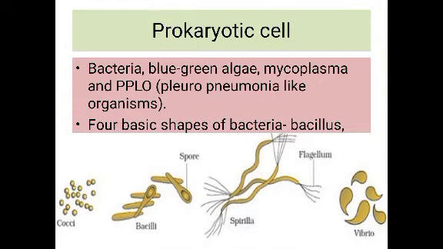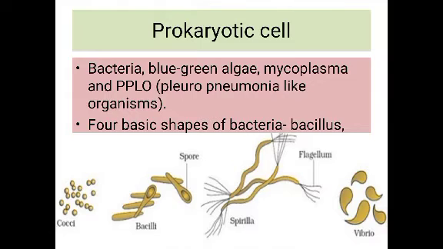Students, today we can see about the prokaryotic cells. The prokaryotic cells are represented by bacteria, blue-green algae or cyanobacteria, mycoplasma and PPLO. PPLO means pleuropneumonia-like organisms. These are organisms which can cause mild pneumonia, but it will not cause severe pneumonia, like that caused by the bacteria Streptococcus pneumoniae.